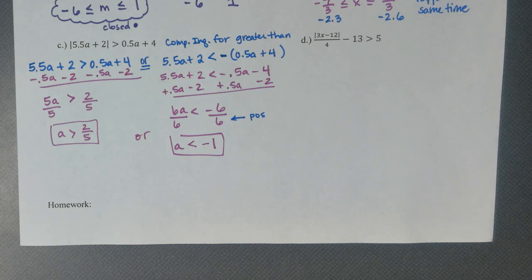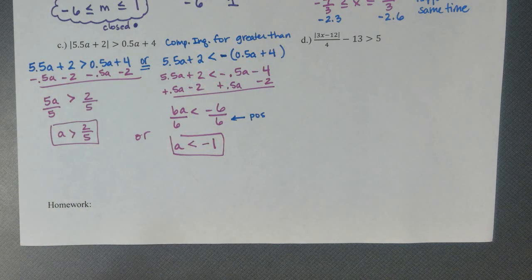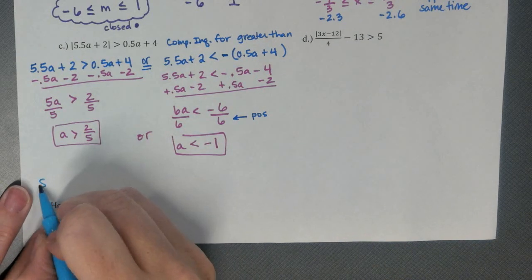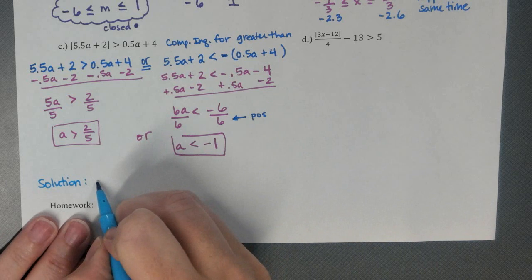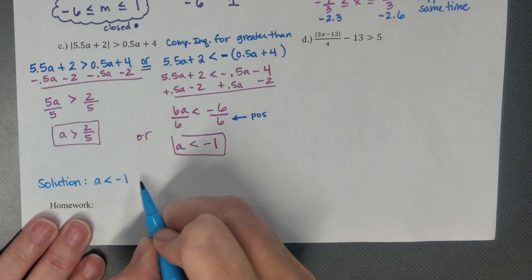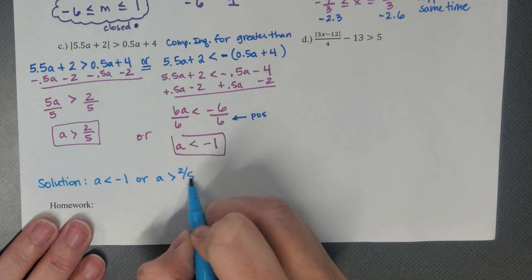So when you write your solution, you should put the -1 first. That's also what's going to come first on your number line. So A is less than -1, or A is greater than 2/5.